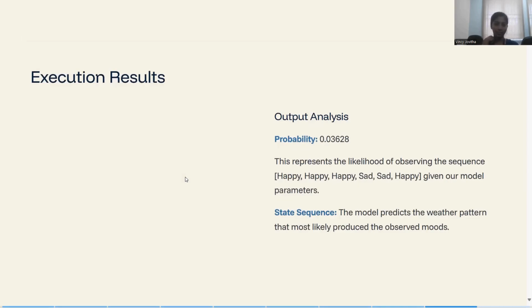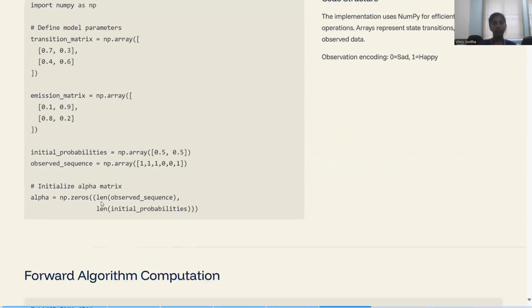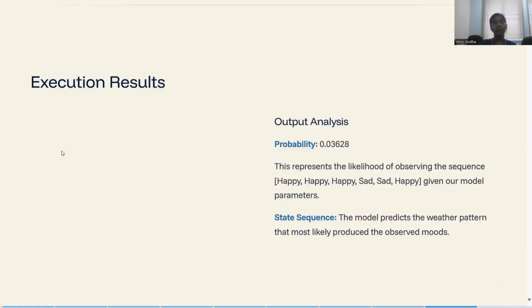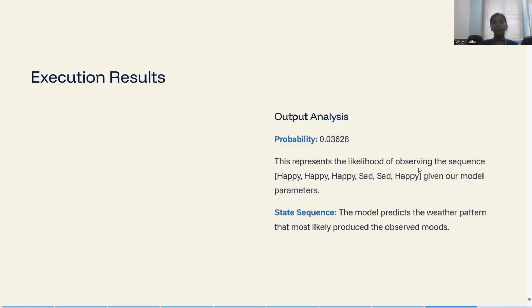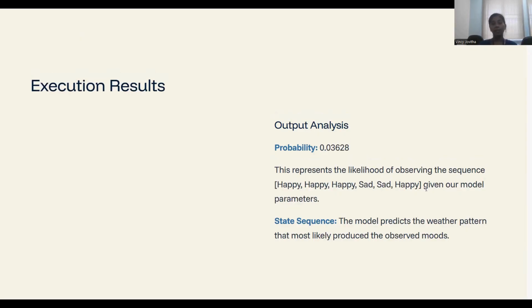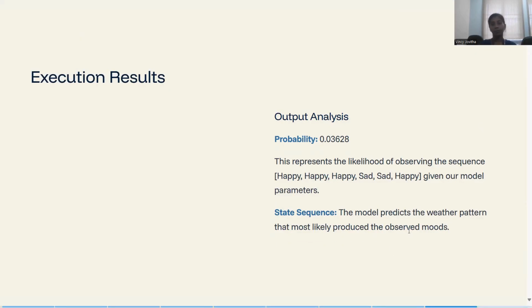So after all this execution, the output would be for the matrix we have defined over here. For these set of values, we get this as an output. So the probability is 0.03628. This represents the likelihood of observing the sequence happy, happy, happy, sad, sad, happy, given our model parameters and the state sequences. The model predicts the weather pattern that most likely produced the observed moods.